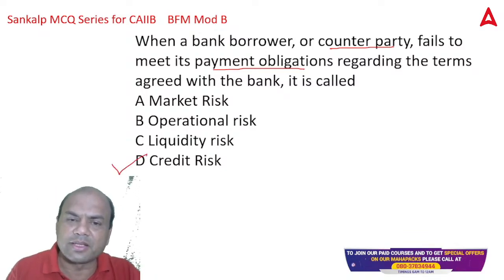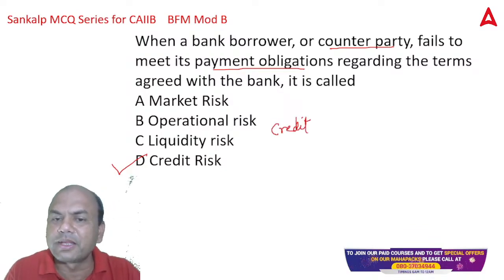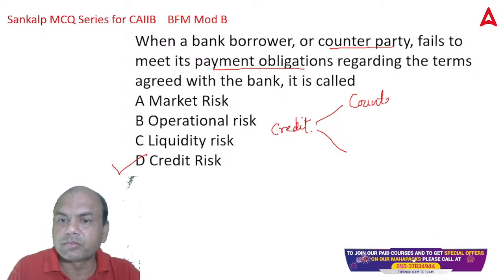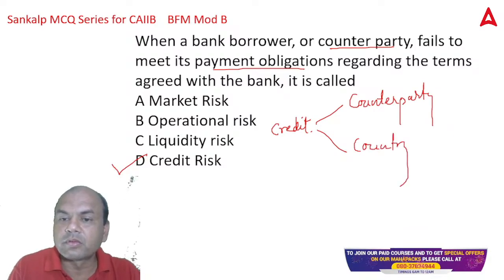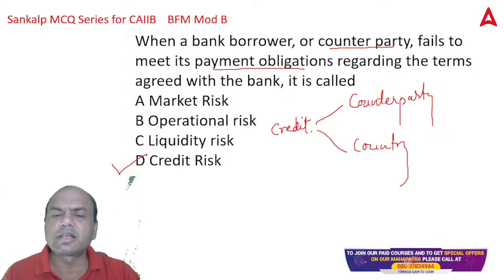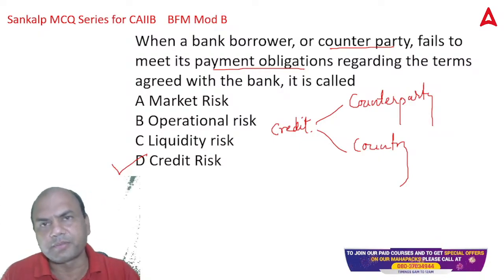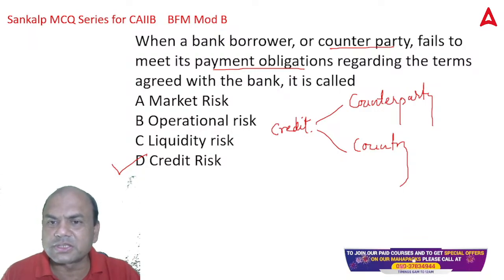See here, I'll tell you something. Credit risk is mainly of two types, though there are many types. One is counterparty, and second is country risk. Always remember, credit risk is of two types, counterparty and country. So counterparty means what? Your other party is not paying. The logic is simple over here.